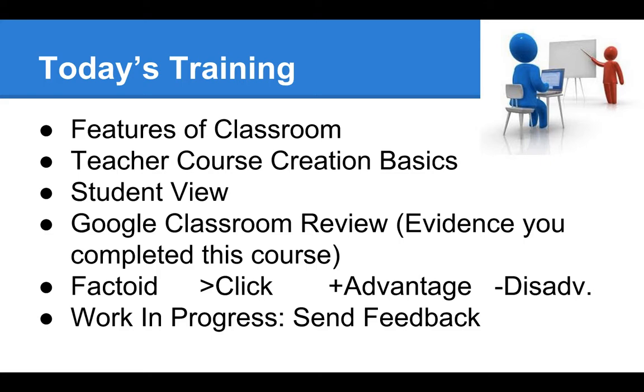As you view this presentation, if there's a bullet, that means a factoid. If there's an arrow, that means click on something. If there's a plus sign, it means an advantage. Or if there's a minus sign, it means it's a disadvantage.